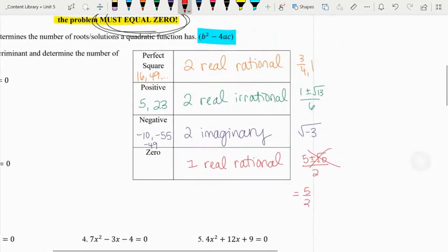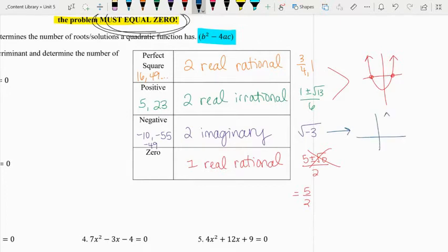Remember, these 2 are giving you answers to problems such as this, where you have 2 solutions. This one right here would be if you have something like this, where it doesn't cross the x-axis. The last one would be something where you touch just one time. So those are your 3 different options here.